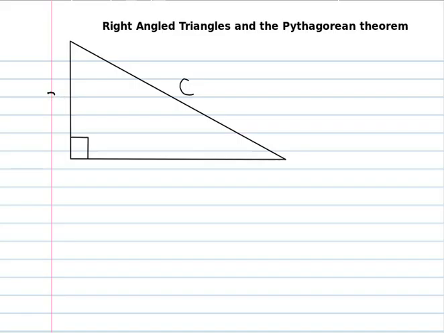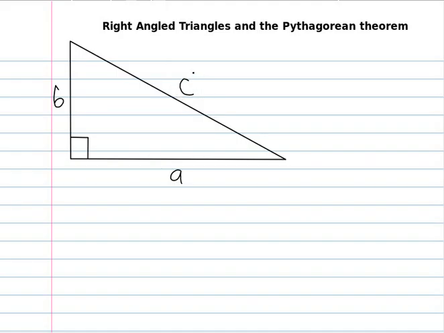We can label the other sides A and B. These sides, it doesn't matter. This side could be B, or it could be A. This could be A, or it could be B. Doesn't really matter. The only important one is that this side is C, and we'll find out why that is later.